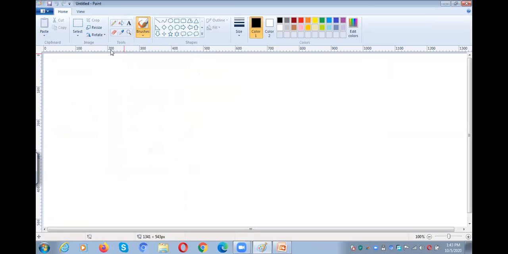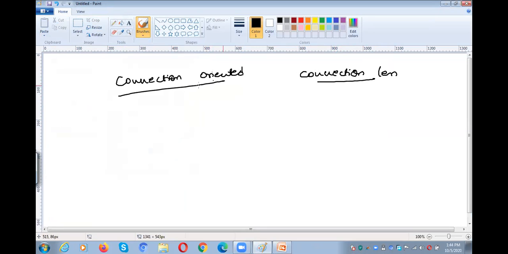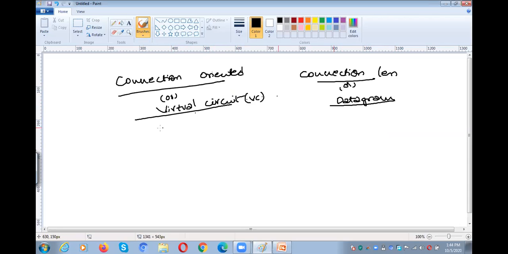There are two types of services. The first one is the connection oriented service and the second one is the connectionless service. Connection oriented is also called virtual circuit, short name VC, and connectionless is also called datagram. What are the differences between these two?